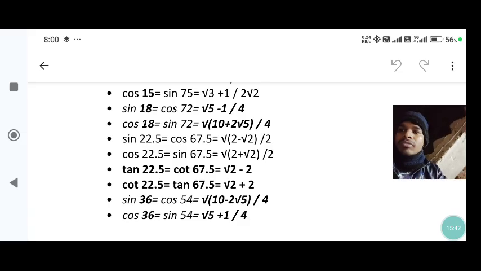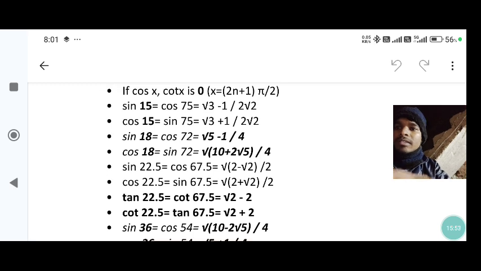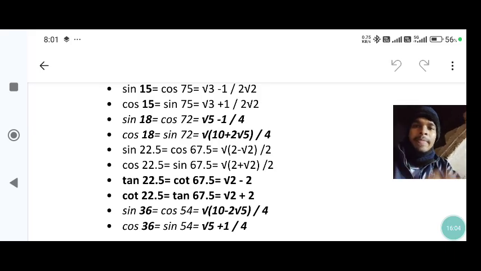For sin 22.5 and cos 67.5, they are equal, and equal to root under 2 minus root 2 by 2. It is for sine and less. For sine the numerator is in the negative form, and for cos the numerator is positive, because sine is in ascending order, so for a smaller angle it will have less value, and for a larger angle of cos it will have more value.